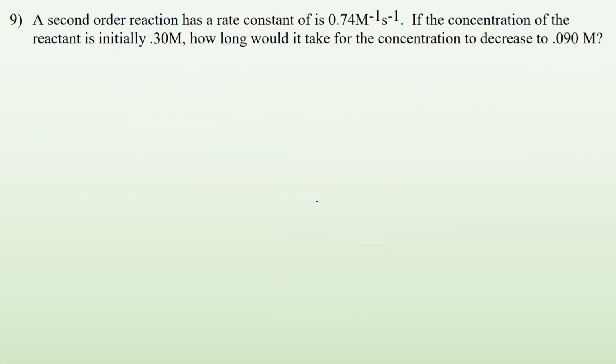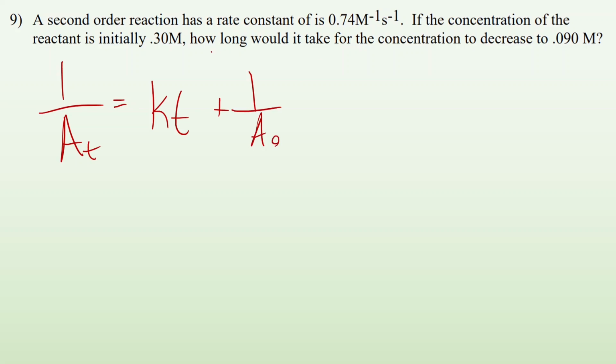All right, number 9. A second order reaction has a rate constant of this. If the concentration of the reactant is initially 0.3 molar, how long would it take for the concentration to decrease to 0.09 molar? So again, second order, we've got 1 over At equals kt plus 1 over A0, and they're asking for time, right? They gave us the K, the amount that we started with, and the amount they want to end up with. We're solving for t.